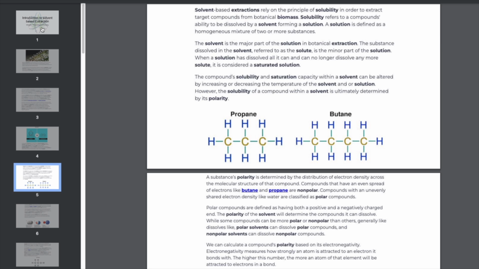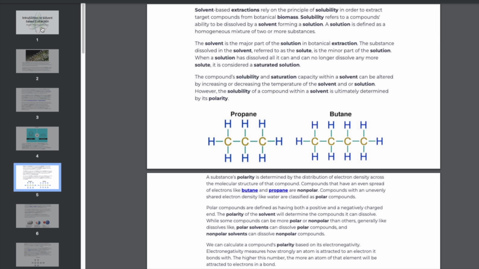Solvent-based extractions rely on the principle of solubility in order to extract the target compounds from botanical biomass. Solubility refers to a compound's ability to be dissolved by a solvent forming a solution. A solution is defined as a homogeneous mixture of two or more substances. The solvent is the major part of the solution in the botanical extraction. The substance dissolved in the solvent is referred to as the solute. It's the minor part of the solution.